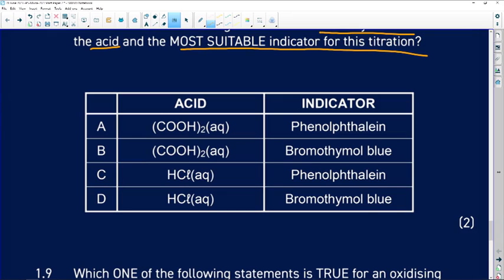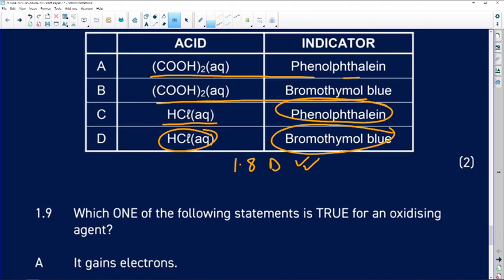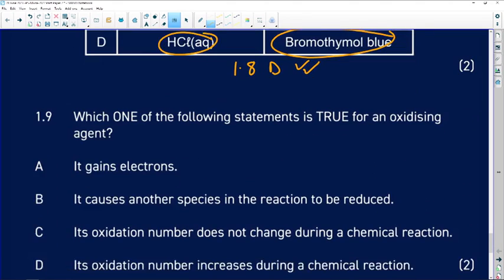If I look at A, that is incorrect. If I look at B, it's incorrect. If I look at C, it will be incorrect because of the phenolphthalein. But D is my correct answer for 1.8. I have the strong acid here and I have an indicator as bromothymol blue. So 1.8, my answer is D for 2 marks. Let us move on to 1.9.